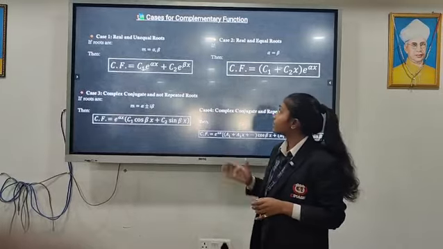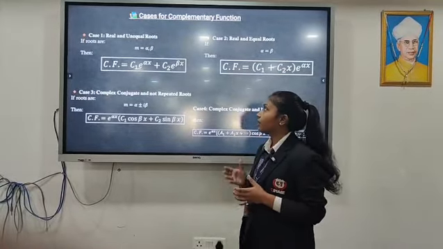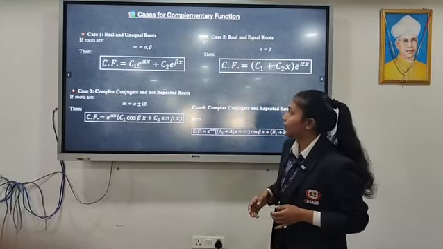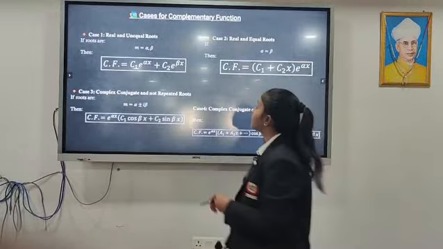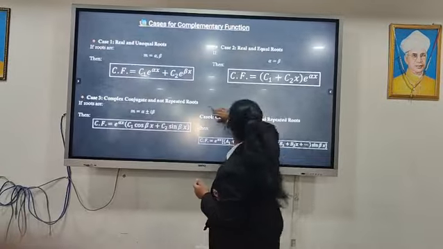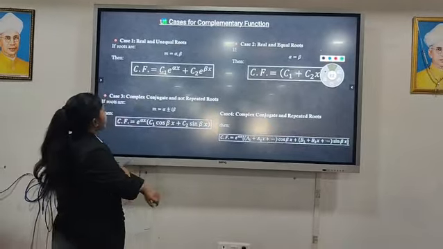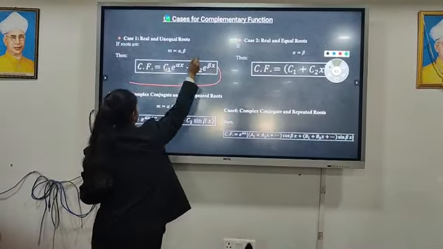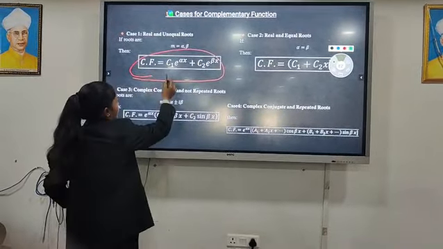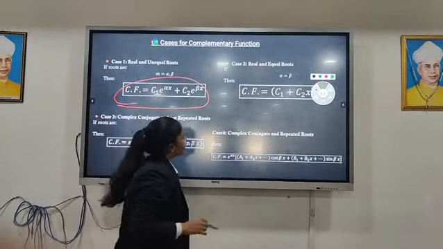Let's move on to the cases for complementary function. There are 4 cases. First case is when the roots are real and unequal. When the roots are real and unequal, then the equation of the complementary function is c1 into e to the power alpha x plus c2 into e to the power beta x.